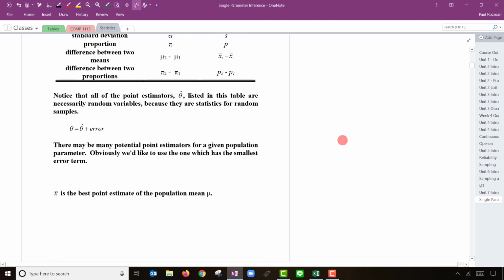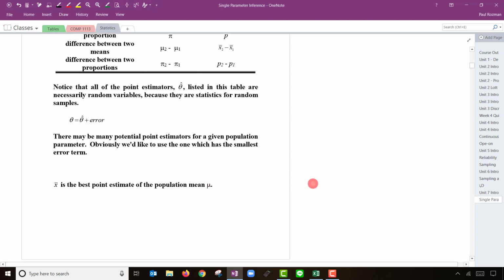So for us, in the first section here, we'll be estimating the population mean mu with X bar. It turns out that it is the best point estimate for mu. It's kind of hard to evaluate what best means. It has to be typically unbiased and have properties like as you increase the sample size, you tend to approximate the value of the population more and more accurately.